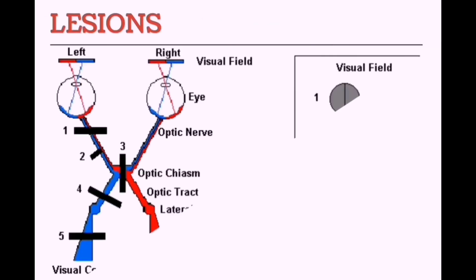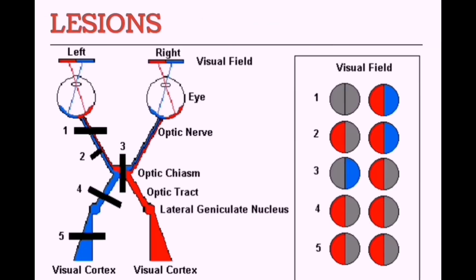Are you familiar with the red and blue color, what it represents? The red color is basically the left visual field and the right side of the eye. And the blue color represents the right visual field and the left side of the eye.